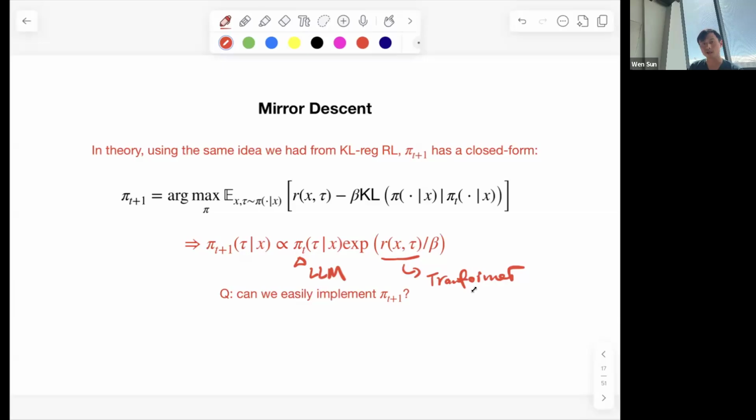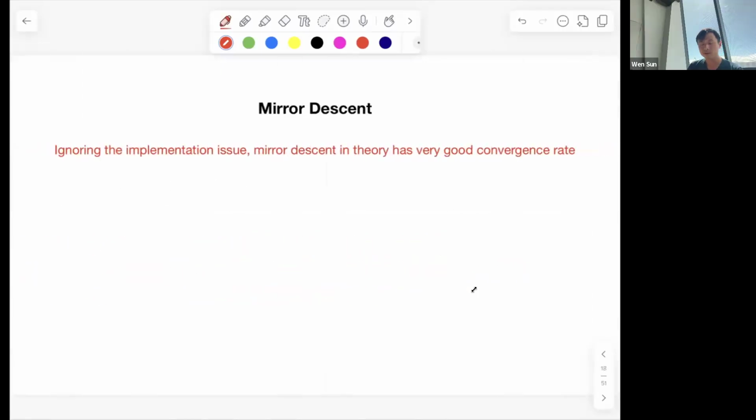So we have a very nice analytical form, but we don't know how to turn this analytical form into something that is implementable, something that we can use to generate tokens. But for now, maybe let's ignore the implementation issue a little bit. I will tell you the REBEL algorithm, which is basically trying to address this problem, and allow you to actually mimic mirror descent while at the same time directly working on a parameterized language model or parameterized policy. But let's ignore the implementation issue for a second.